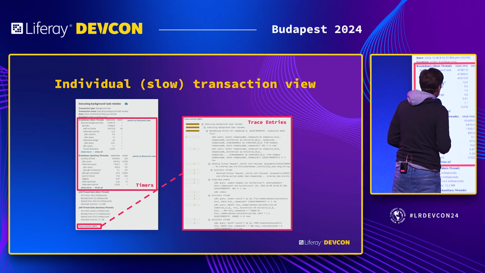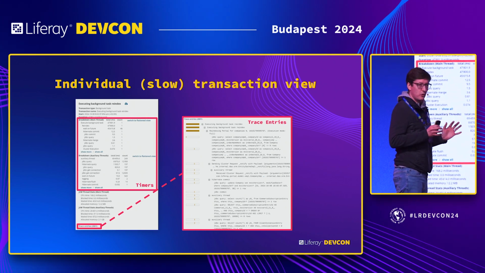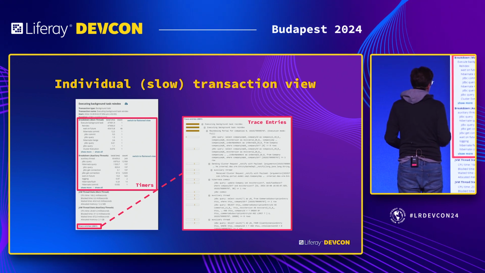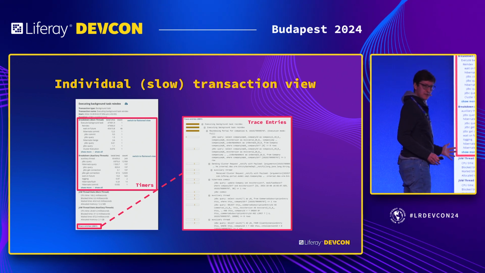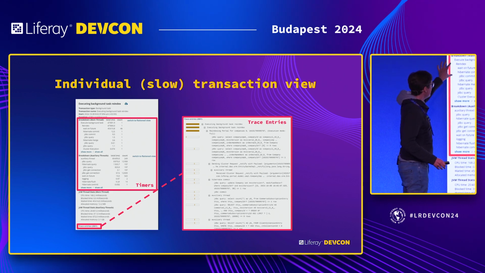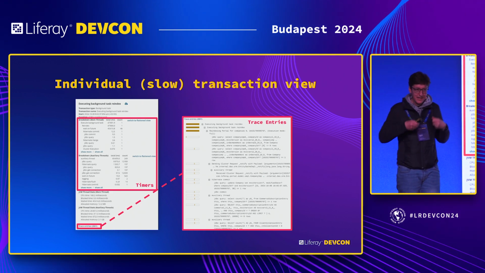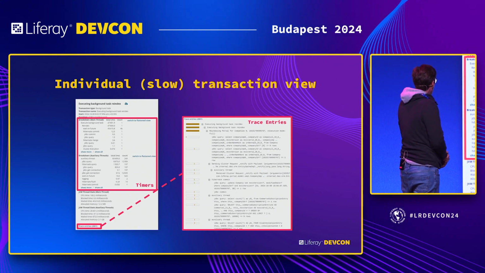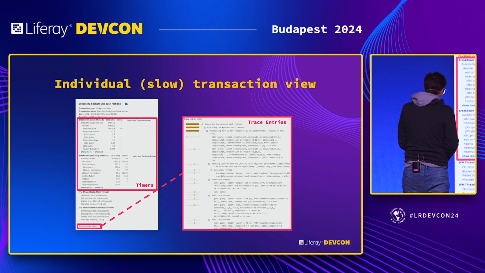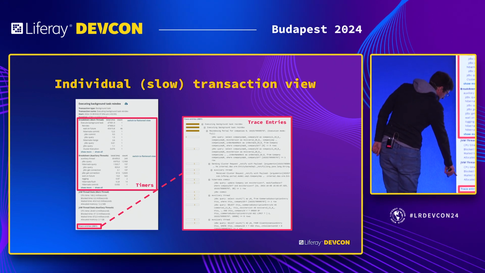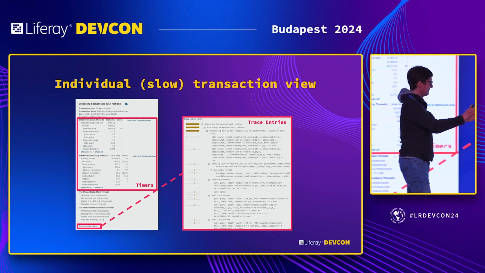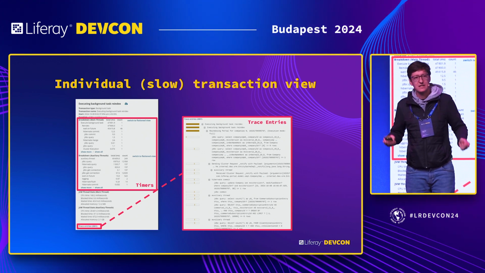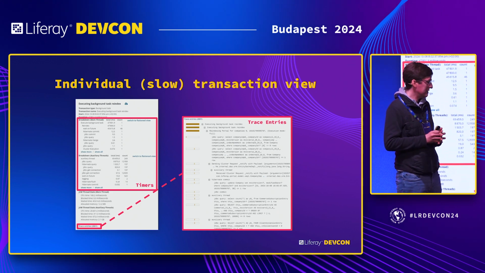Then it's also possible to access data about individual slow transactions. For every slow transaction, you will have access to the same information, the timers, and you can see how they are nested, because sometimes Glowroot is going to start a timer within another timer. And you can access more details on the bottom. You can access trace entries, which are here. Trace entries are more details about individual operations happening within the transaction.